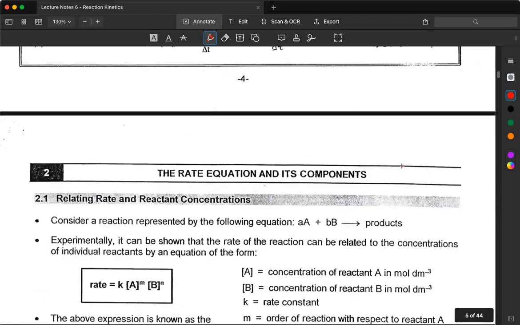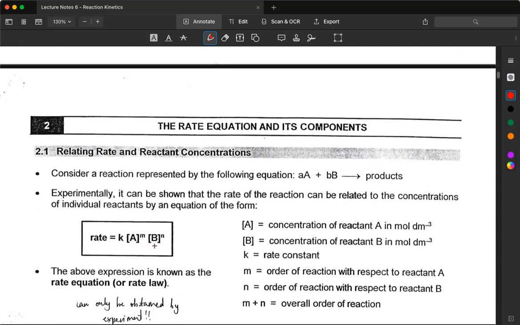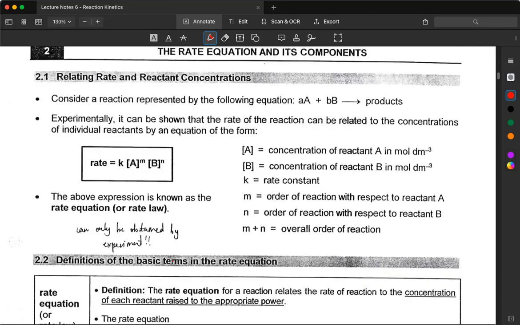Now, consider this reaction A plus B forming product. Experimentally, we can see that the rate of reaction is related to the concentration of individual reactants using this equation. So we have rate constant multiplied by the concentration of A to the power of m and B to the power of n. m is the order of reaction, same for n. The overall order of reaction, you just add up together. This is the rate equation.